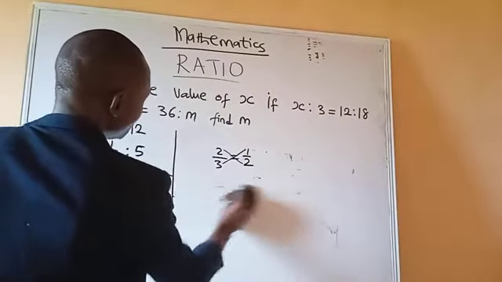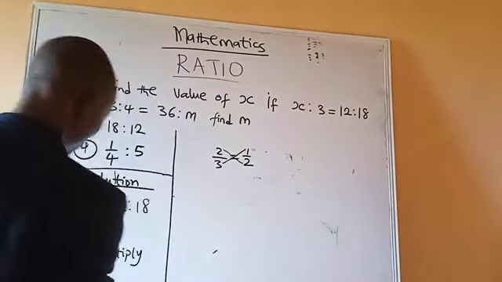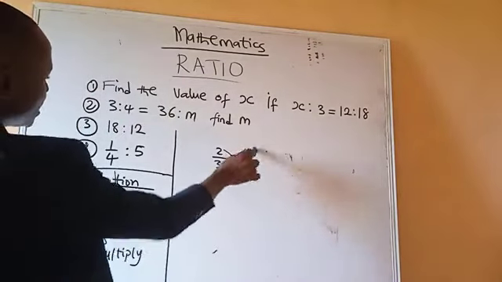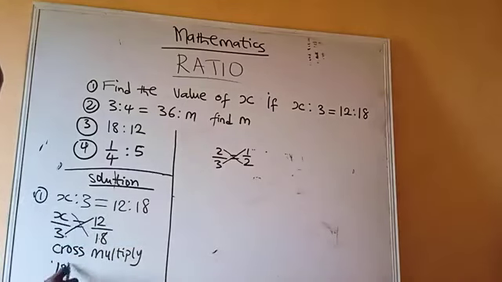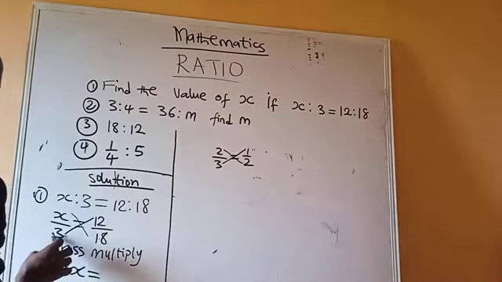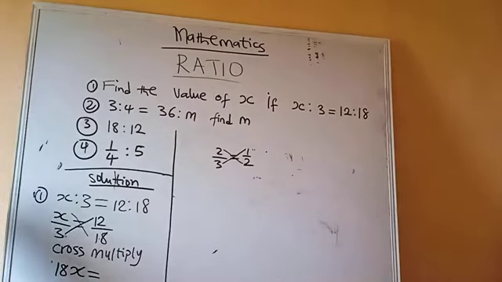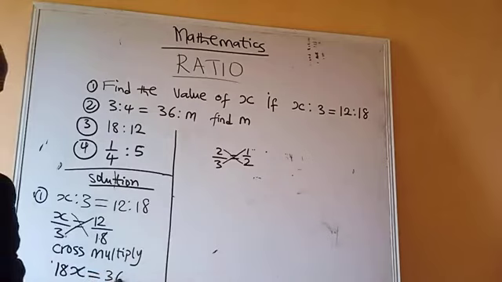I want to clean it. So here, you cross multiply. What we are going to do now is x times 18. It will be what? 18x. Bring back your equal to. 3 times 12. 2 times 12 is 24, right? 3 times 12 now, what will it be? Children, answer me. 3 times 12 will be what? 36, right?